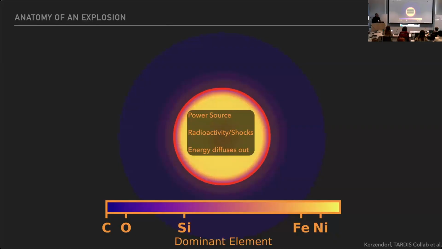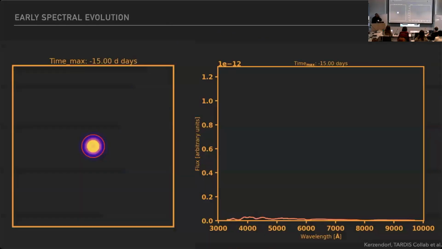So you have some power source. We heard about that from Brian. It takes some time for the energy to get out, depending on the opacity, et cetera, and then you can build your radiative transfer model. Okay, so this is what it looks like.